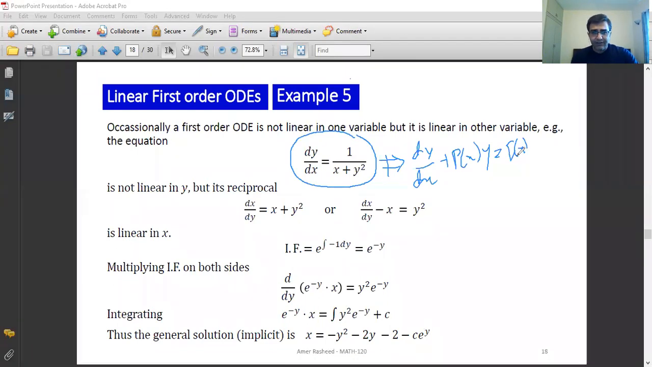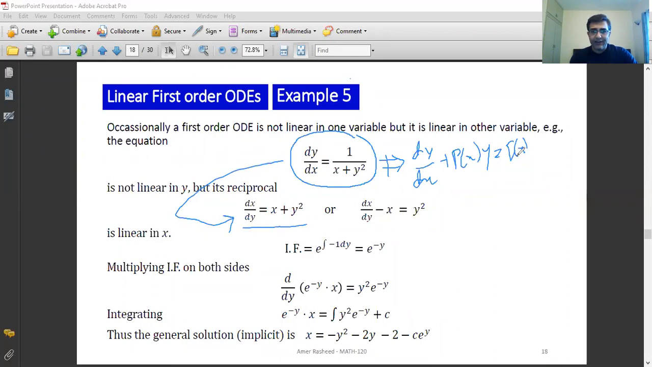If we take the reciprocal of this differential equation, we can write dx by dy. We don't normally do it, but just in order to solve it, we are doing this. We cannot take the reciprocal of any differential equation. Physically, it is nothing. Mathematically, it is not possible. But this is just a hit and trial technique. So dy by dx is equal to 1 over x plus y square. If we take its reciprocal, we can have dx by dy is equal to x plus y square.